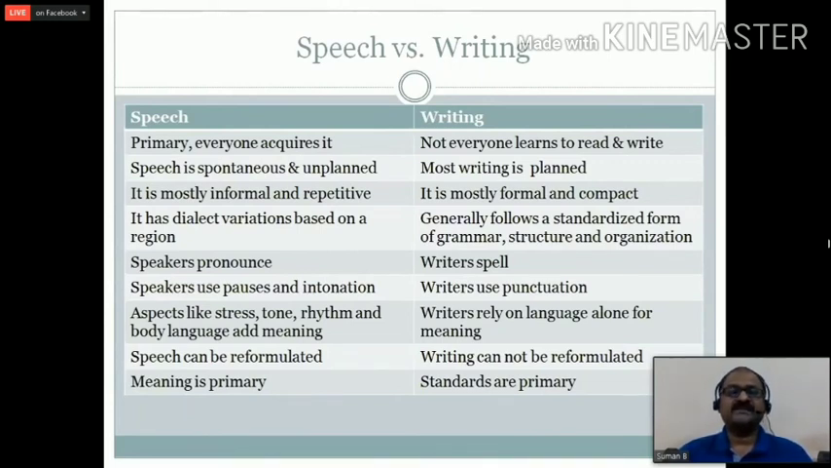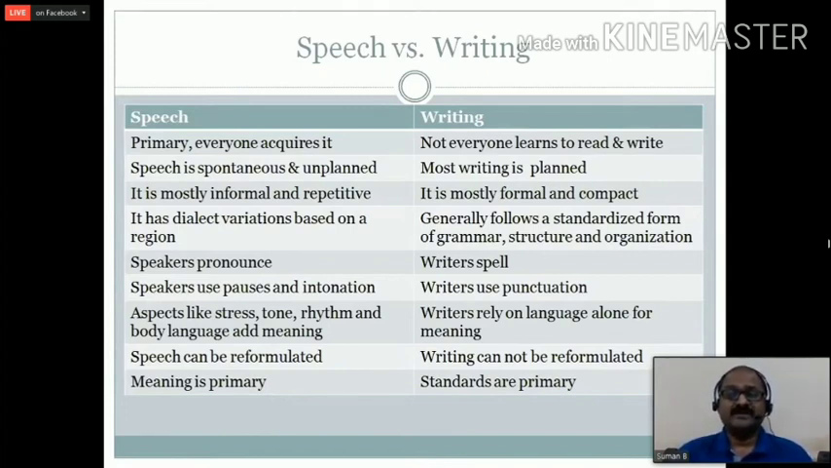Speakers use pauses and intonation, right? They know where to stop, how to stop, why to stop, and then how to change their tone in order to assist their communication. Whereas writers take the help of punctuation marks like full stop, double inverted commas, hyphenation, etc. And aspects like stress, tone, rhythm, and body language add meaning while speaking. Whereas when it comes to writing, writers can rely only upon language. This is the most important difference I would like to highlight here.